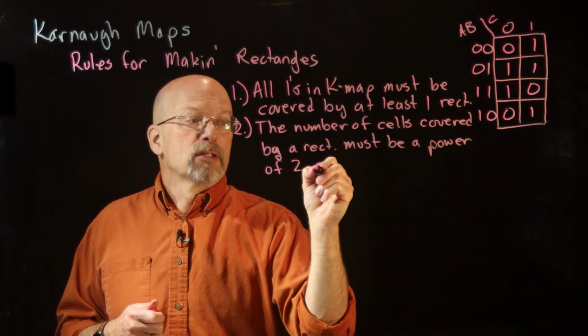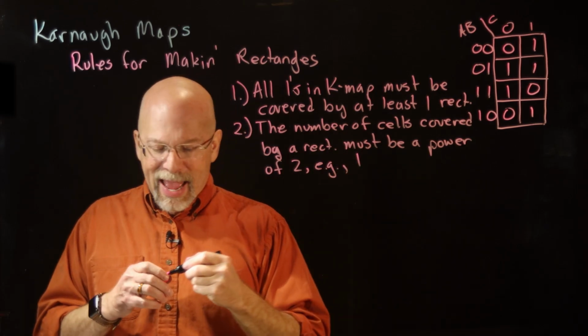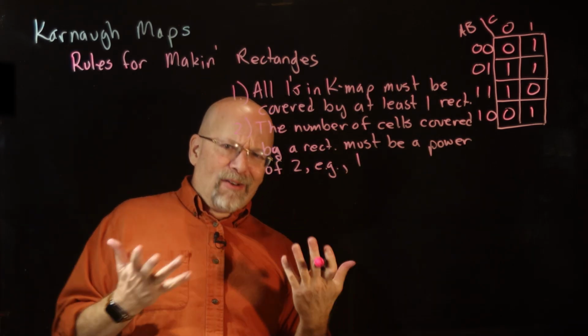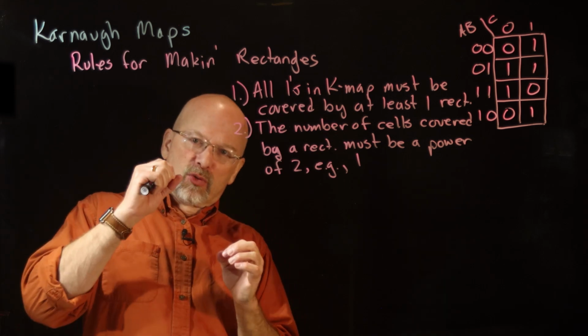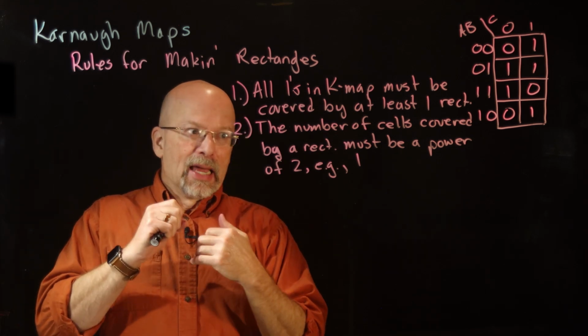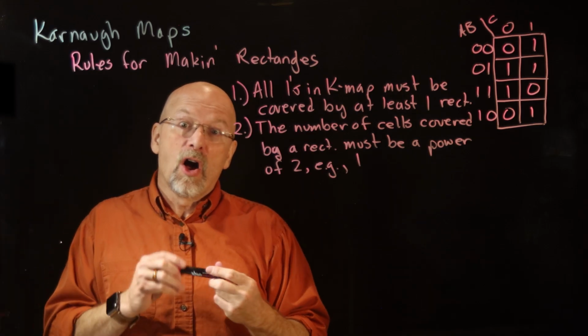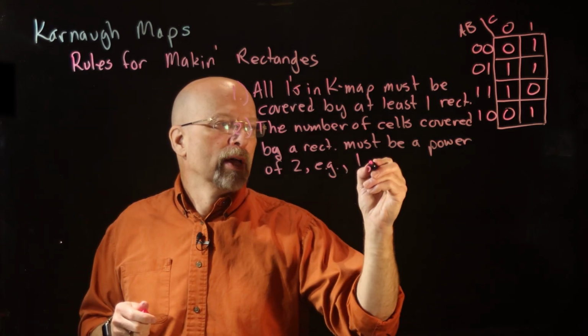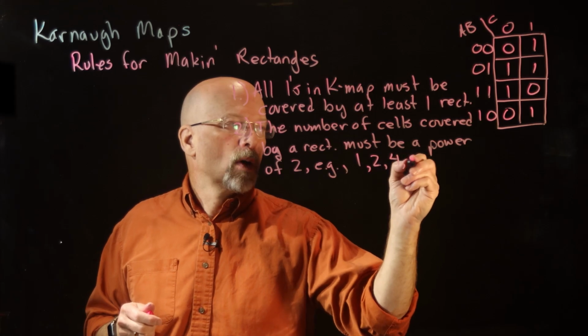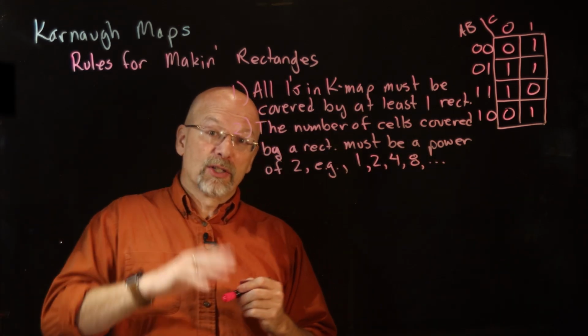And this gives us what? 1 is a power of 2, right? And the funny thing about 1, and then not a funny thing, because what that means is there's 1 cell that has all 0s next to it, and it won't simplify. So that particular cell is going to require all of the inputs. So 1, 2, 4, 8, and so on. All right. So the size of our rectangle must be a power of 2.